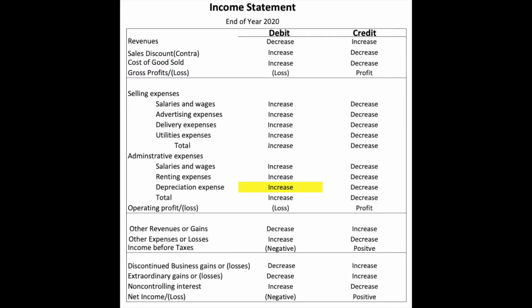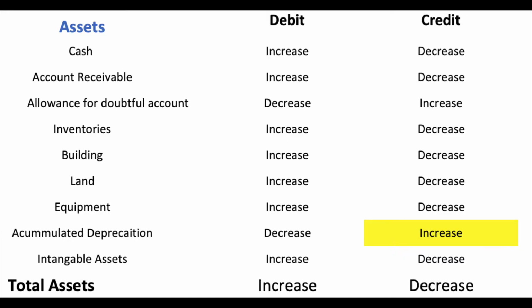In this transaction, depreciation expense is increased in the income statement, and accumulated depreciation is increased in the balance sheet.